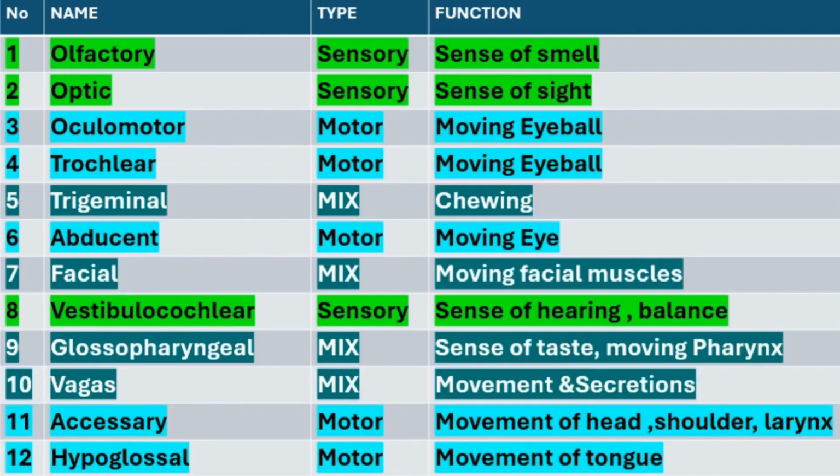Another one we also already added many times. Many of you might have seen this. This is also one example for adding colors and memorizing. Here you can see the green color given for sensory, blue given for motor, and a mixed color, blue and green mixed, is given for the mixed nerves. So this is also enhancing your memory to memorize the cranial nerves in a better fashion.